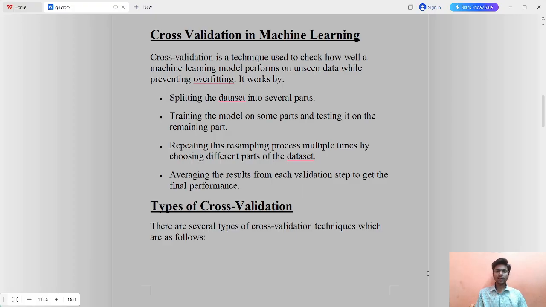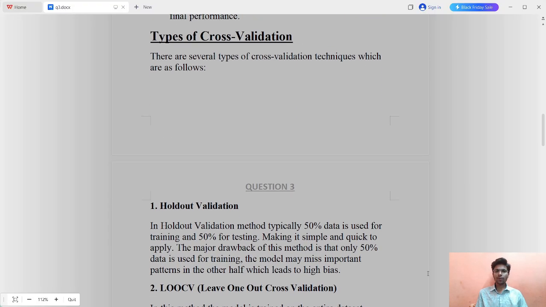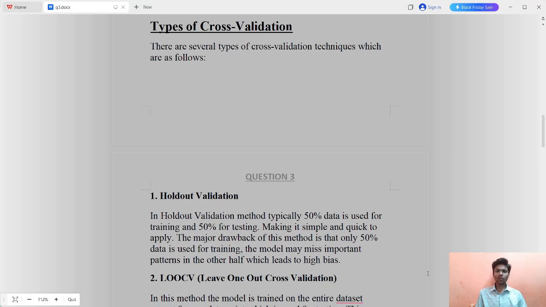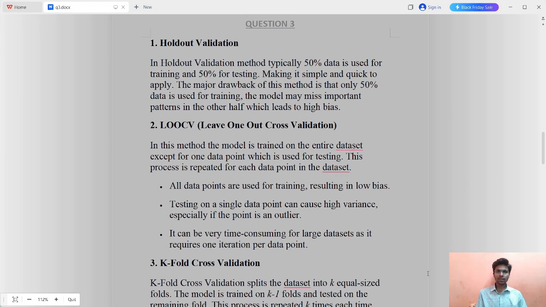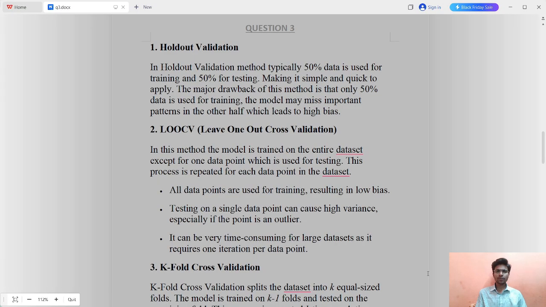The types of cross validation. There are several types of cross validation techniques which are followed. The first one is hold out validation. In the hold out validation method, typically 50% of data is used for training and 50% for testing, making it simple and quick to apply. The major drawback of this method is that only 50% of the data is used for training. The model may miss important patterns in the other half, which leads to high bias.